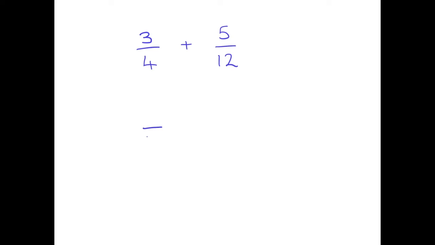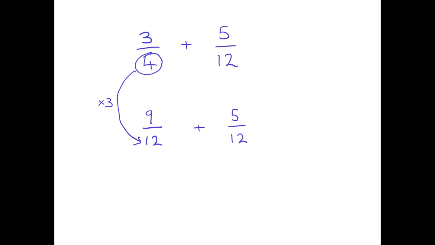So looking at the first fraction, we've got to think to ourselves, what has 4 been multiplied by to get 12? It's 3, so we've also got to multiply the numerator by 3. 3 times 3 is 9, so that becomes 9/12. Now the second fraction is already 12ths, so in this case we don't have to do anything to it. We can just leave it as 5/12.